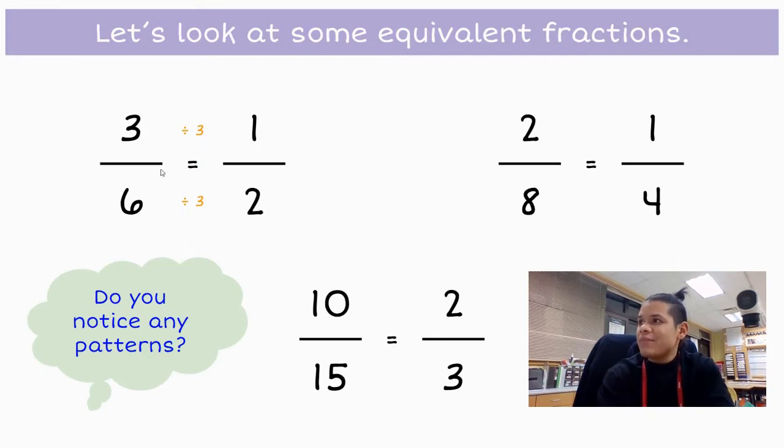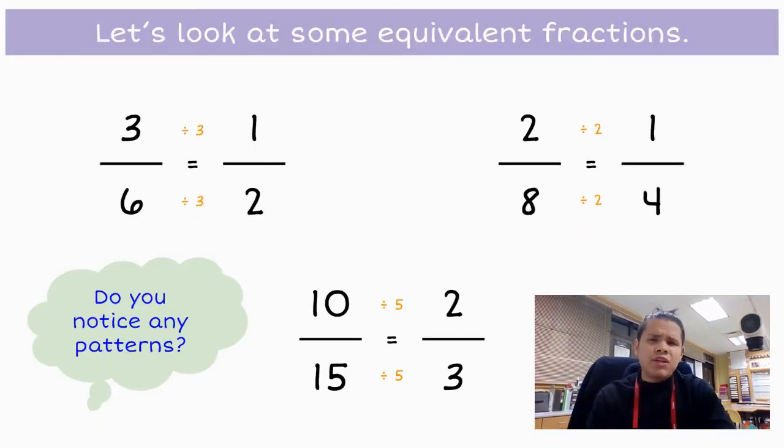Hopefully you noticed this time that we are dividing. 3 divided by 3 gives you 1. Remember, anything you do to the bottom, you must do to the top. Anything you do to the denominator, you must do to the numerator. So we'll divide the denominator by 3 to get 2. We also divided here by 2. 2 in the numerator divided by 2 gives me 1 in the numerator of my new fraction. 8 divided by 2 gives me a new denominator of 4 in my new fraction. And finally, we divided by 5 in this bottom one.